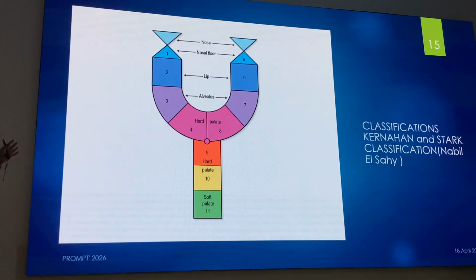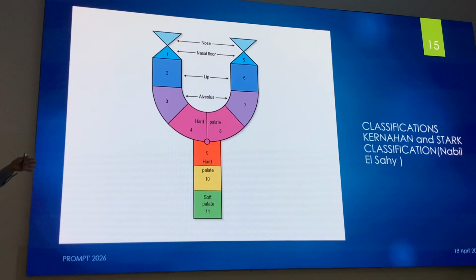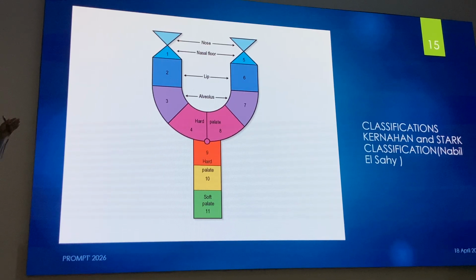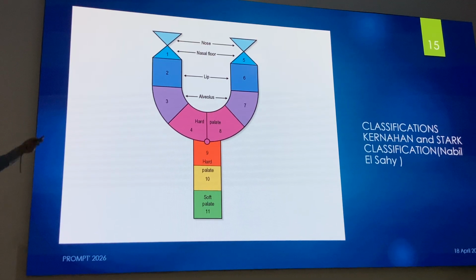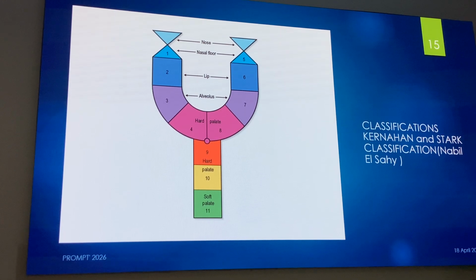And classification. Now there are so many classifications. One which we use in our department is this one, Callahan and Starks. It's well established. You will see it in all pediatric books and all books. This is a modification by Nabil El-Sahi, which is the two things on the top. The nose and the nasal floor are added on. Otherwise, this is the common Y. It's a stipple Y, with dots on it.